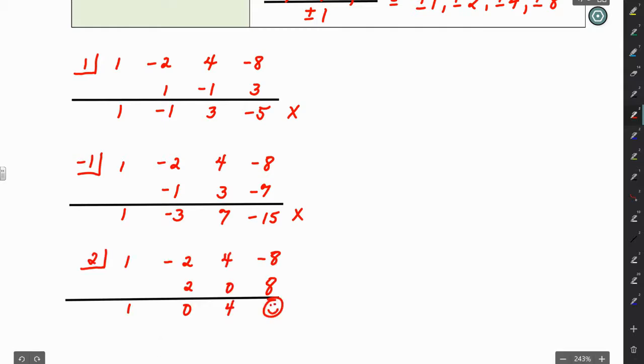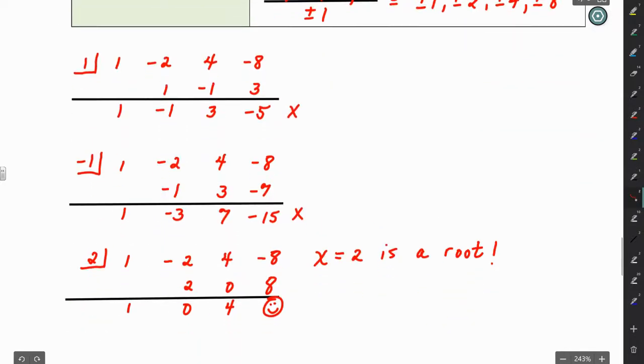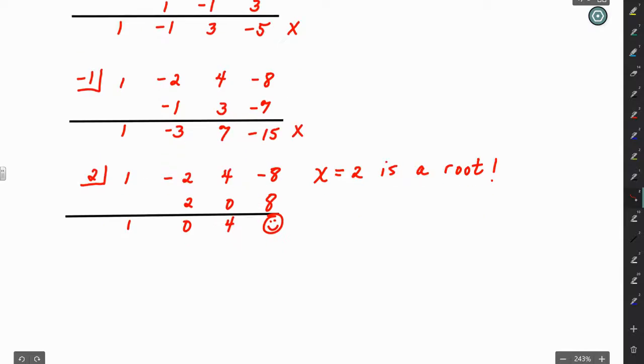All right, finally, we found a root that works. So we know x equals 2 is a root. Now, we started with a cubic polynomial. We had a third degree polynomial. When we use synthetic division and we reduce it, we now have a quadratic. So we have 1x squared plus 0x plus 4 equals 0.